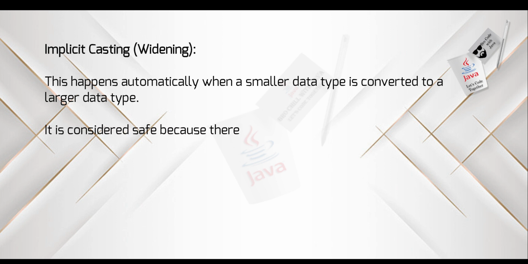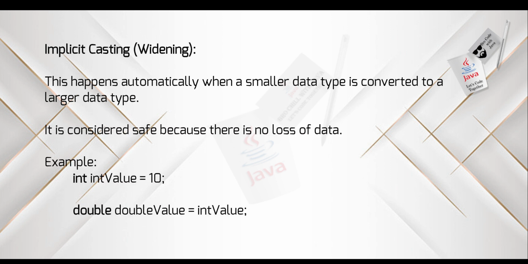Implicit casting, widening. This happens automatically when a smaller data type is converted to a larger data type. It is considered safe because there is no loss of data. Example: int value = 10; double value = int value. Here we are doing implicit casting from int to double.